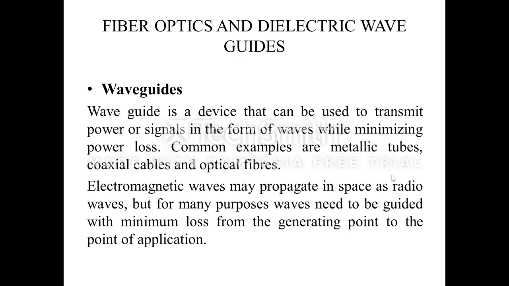Initially, let's see what a waveguide is. A waveguide is a device that can be used to transmit power or signals in the form of waves while minimizing power loss. Common examples are metallic tubes, coaxial cables, and optical fibers. Electromagnetic waves may propagate in space as radio waves, but for many purposes, waves need to be guided with minimum loss from the generating point to the point of application.